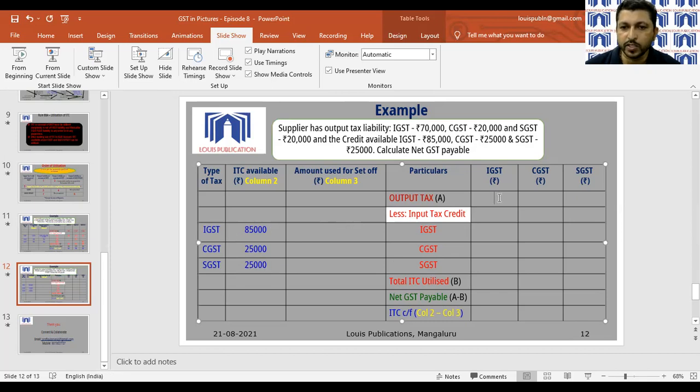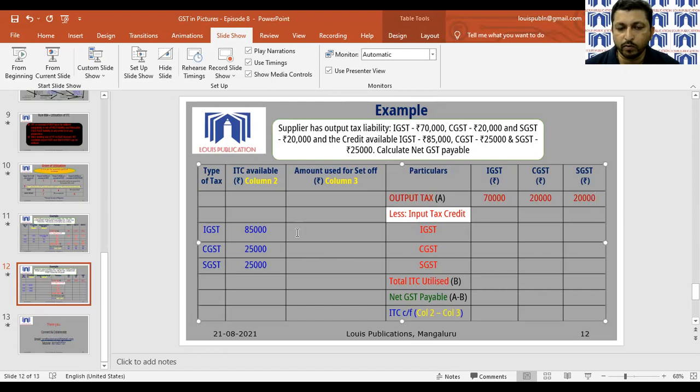Now, what is the IGST, CGST and SGST liability, the output tax? IGST liability is 70,000, so I record 70,000 here. CGST liability is 20,000, so 20,000 is recorded here. SGST liability is also 20,000 rupees. So we have got the value A, that is output tax.